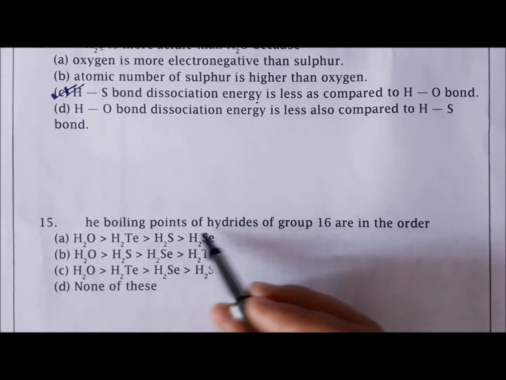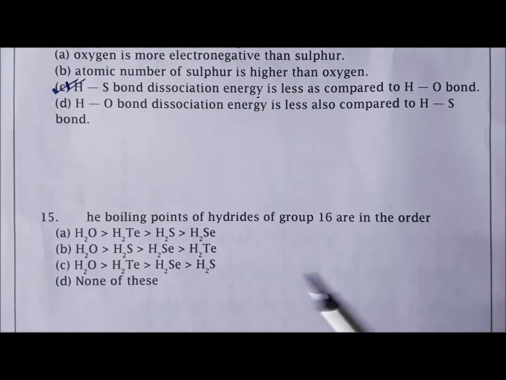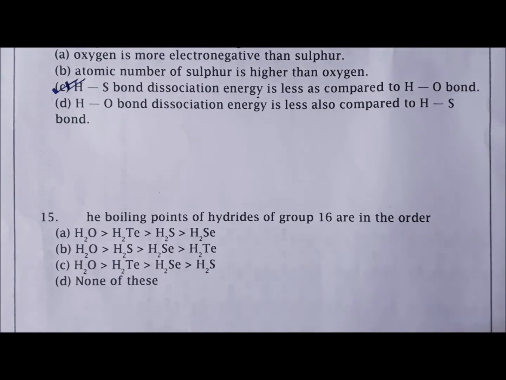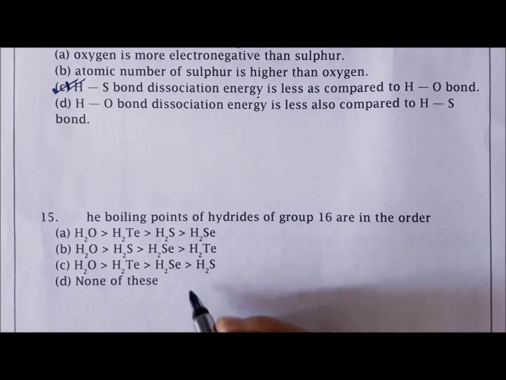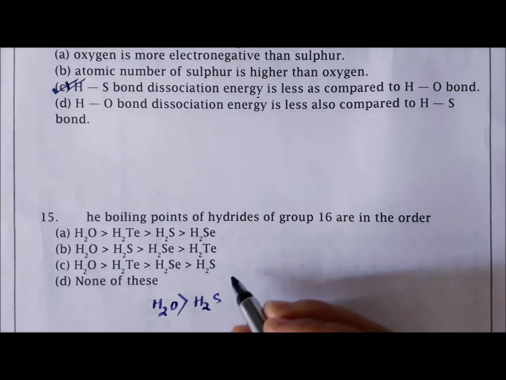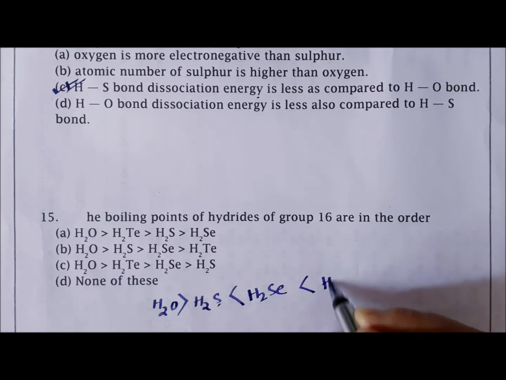Now, next is the boiling point of hydrides of group 16 in order. The boiling point of water is maximum, because in water it forms intermolecular hydrogen bonds, which gives it an exceptionally high boiling point. But on moving down the group, the boiling point increases from H2S, then H2Se, then H2Te.